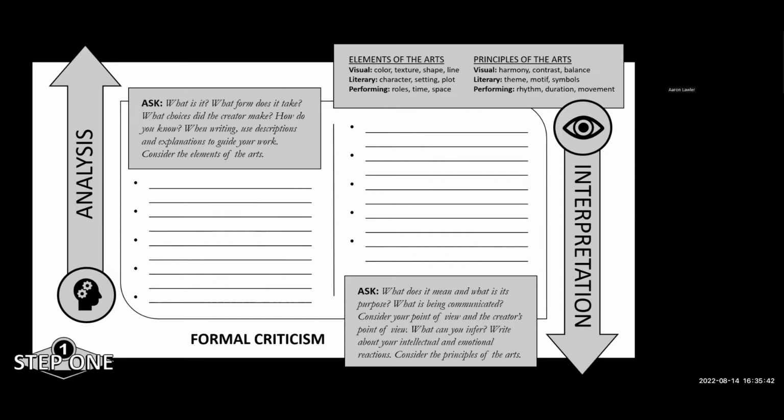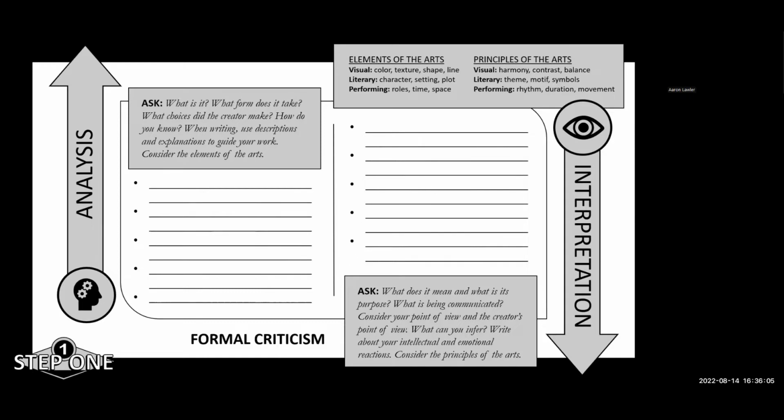You can use the elements of art to help understand the choices the creator made in order to bring this thing to life, right? So if it's a visual thing, you can look at the color, the texture, the shape, the lines. If it's a literary thing, you can look at the character, the setting, the plot. If it's a performing thing, then you can look at the roles and how time and space are used.